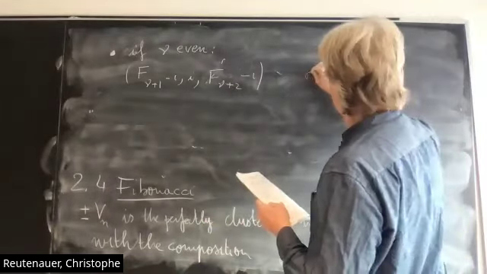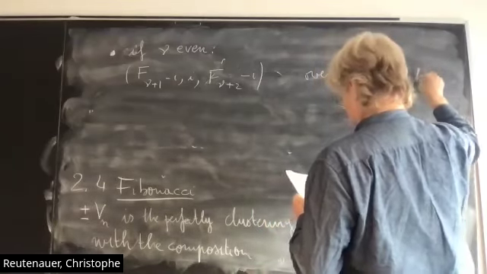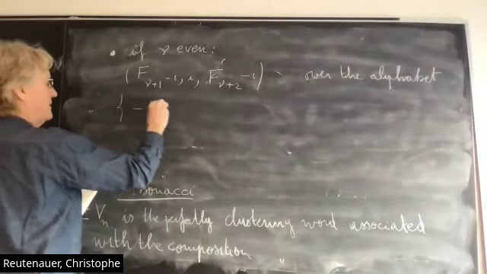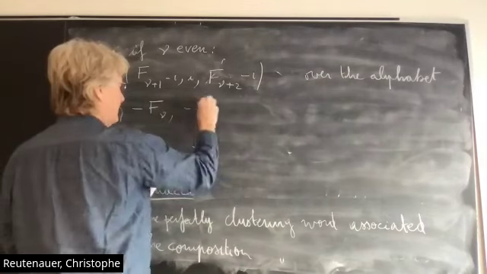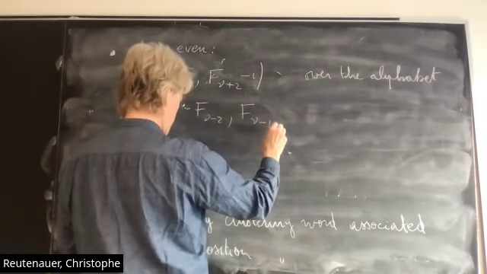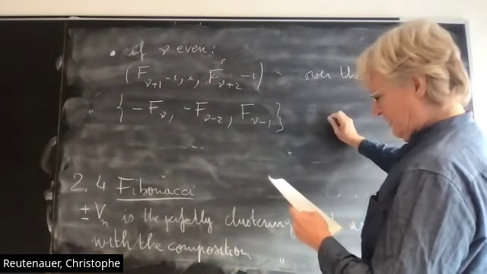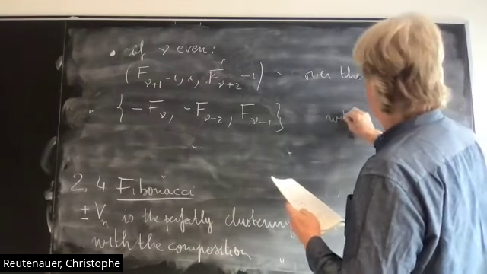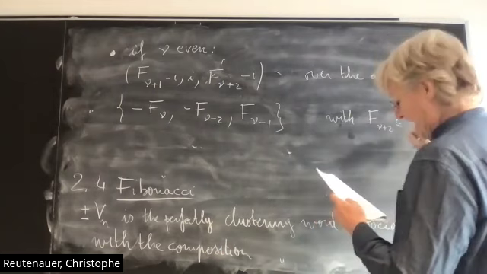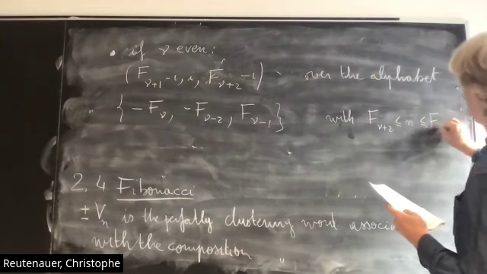And over the alphabet, the alphabet is minus f nu, minus f nu minus 2, f nu minus 1. This is when nu is even. And what is nu? Nu is defined by the condition that n, our n, is in between these two numbers.